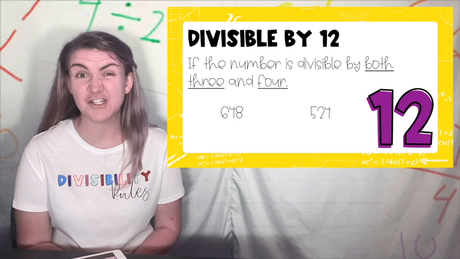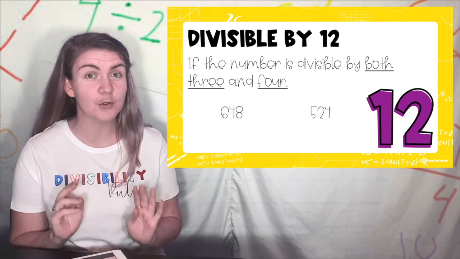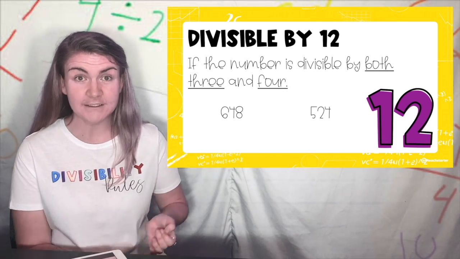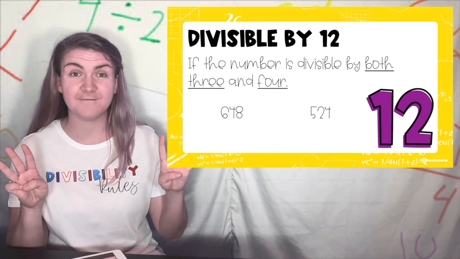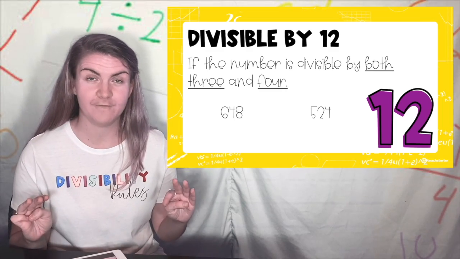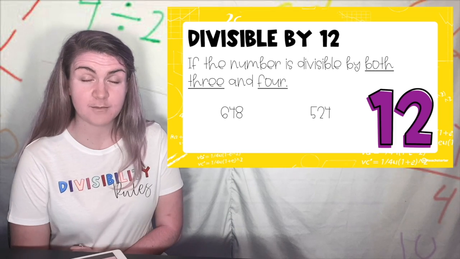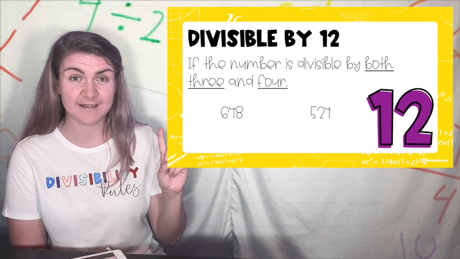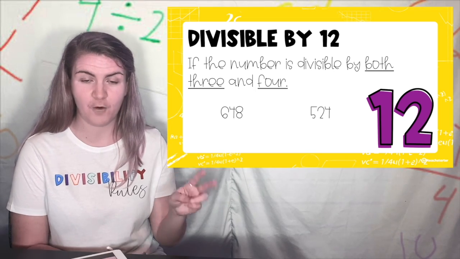When most people teach divisibility, they don't teach you these next numbers, but I don't think they're too hard, so I think you can do it. Divisible by 12: if the number is divisible by both 3 and 4, then it's divisible by 12. Same as the 6 rule, because 4 times 3 equals 12. So a number is divisible by 12 if the digits added together are divisible by 3 and the last two digits are divisible by 4.